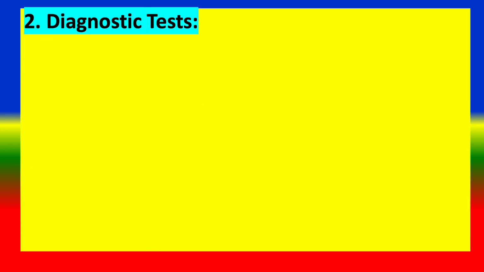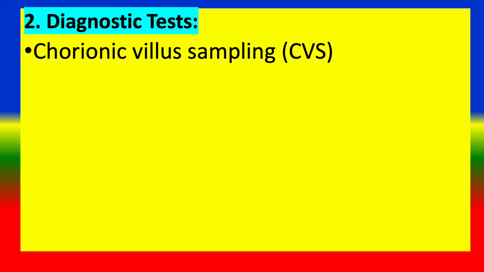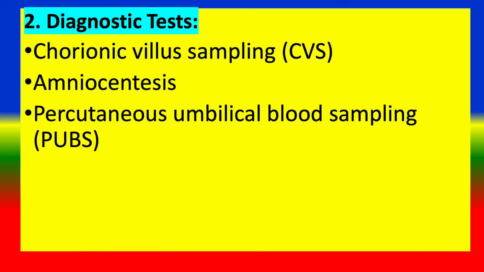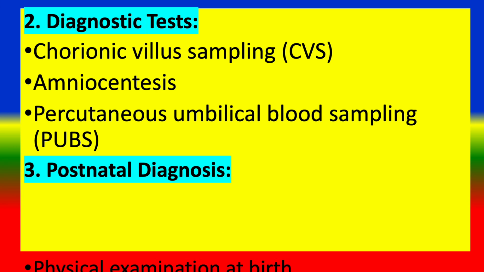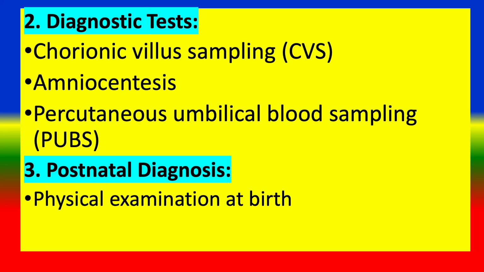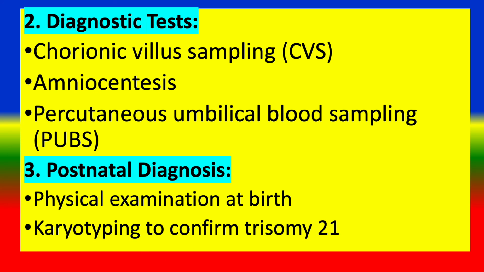2. Diagnostic tests. Chorionic villus sampling, CVS, amniocentesis, percutaneous umbilical blood sampling, PUBS. 3. Postnatal diagnosis. Physical examination at birth, karyotyping to confirm trisomy 21.